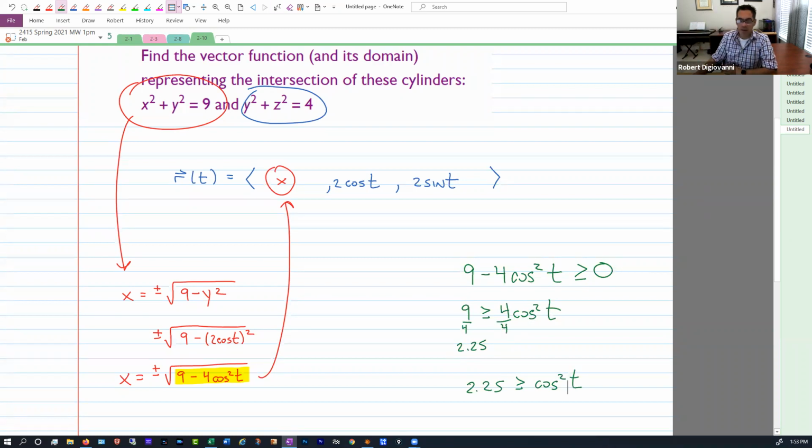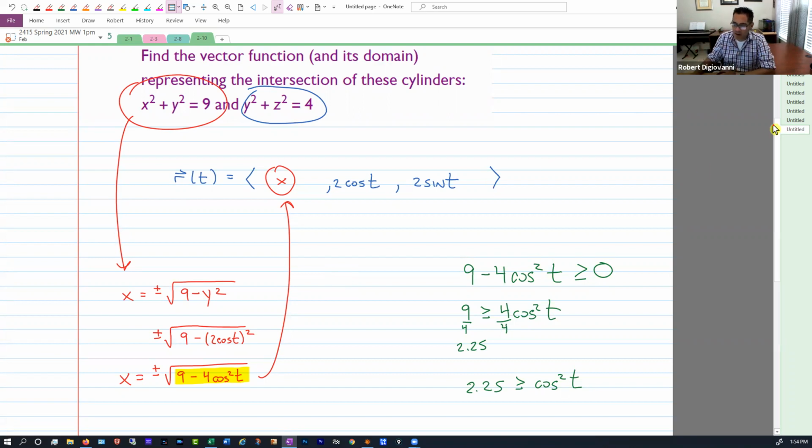Do y'all agree that that's always true? I mean, cosine is bounded, right? Cosine is always between -1 and 1. So if you square it, that's going to still be a number between 0 and 1. And that means that'll always be less than 2.25. So my domain restrictions here, there are none. If I let t just go, it can be anything. It'll just keep drawing me these things over and over and over, right?